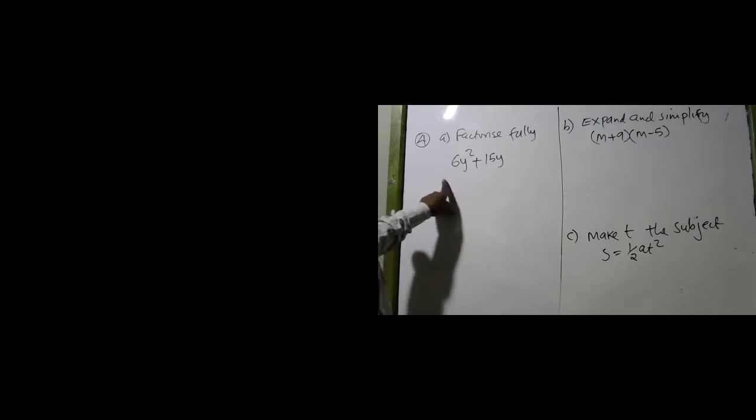So this question says that you factorize fully. Here we need to pick the number which is common. Which one is common here? 3 is common. What else? y is also common. So you have 3y. So which number do we multiply by 3y to get this? That is 2y plus 5. And that becomes our answer for that question.